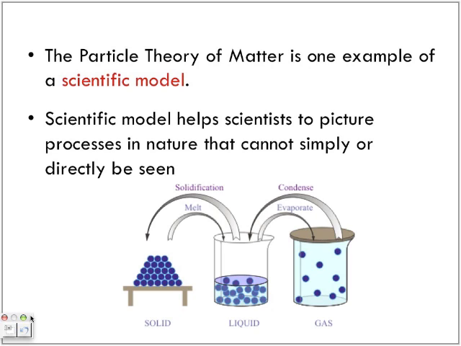So, particle theory of matter is one example of a scientific model. A scientific model helps scientists to picture processes in nature that cannot simply or directly be seen. We cannot really see these little particles, so we use this scientific model to demonstrate what is actually occurring, to come up with some kind of an explanation of why this solid melts into this liquid, why this liquid evaporates into this gas, and then goes backwards.